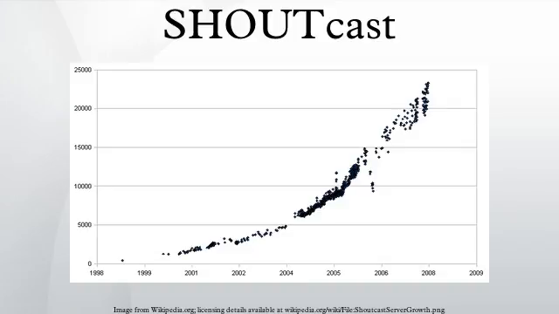However, video streams exist as well. Some traditional radio stations use SHOUTcast to extend their presence onto the web. SHOUTcast Radio is a related website which provides a directory of SHOUTcast stations.